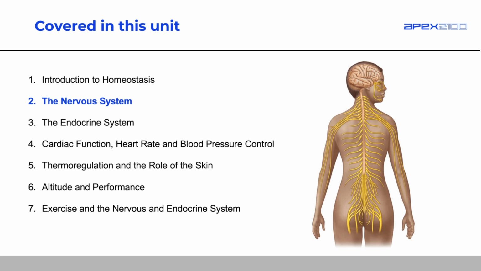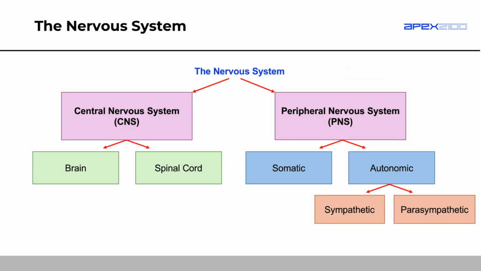Okay, we're going to have a look at the nervous system now. So let's get into it. We have got two separate parts of the nervous system. We have the central nervous system, which consists of the brain and the spinal cord. It's down the center. It's the big central structures, the brain and the spinal cord. We also have the peripheral nervous system, which is divided into the somatic and the autonomic categories.